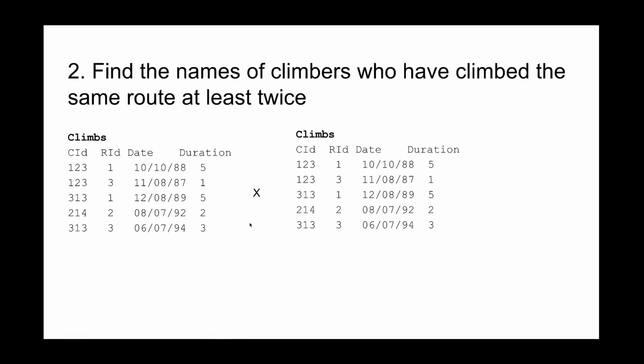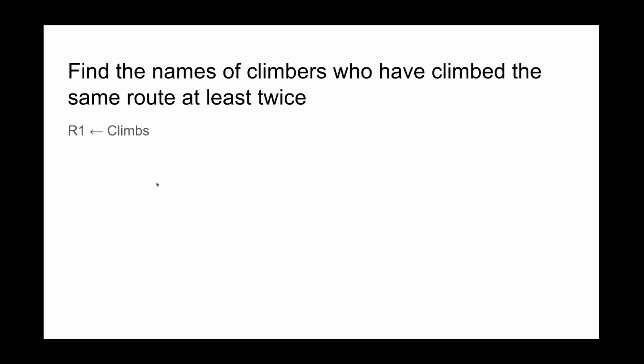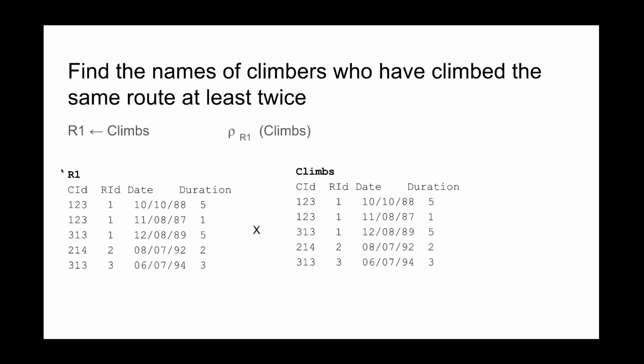Let's go with the second part. We need to find the names of the climbers that have climbed the same route at least twice. Well, if we need to find the same route at least twice, we're going to need to have twice the table climbs. We can do a product, a join between them. And the problem is that the first one is called climbs and the second part of the join is going to be called climbs. So let's rename it.